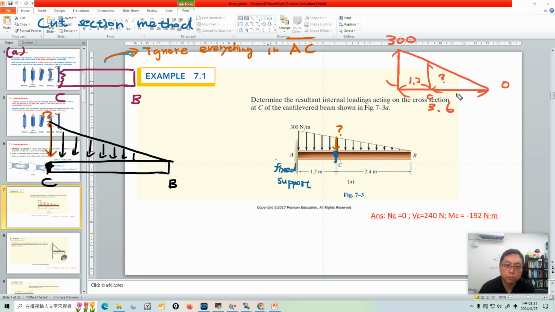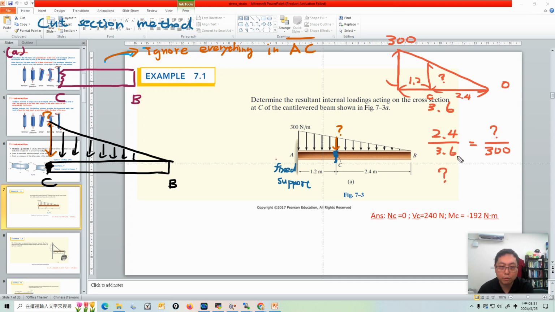That means this is 2.4. So 2.4 over 3.6 equals the question mark over 300, right? Similar triangles. Remember similar triangles. Don't forget this, we will use it. This is used a lot in mechanics of materials engineering calculations.